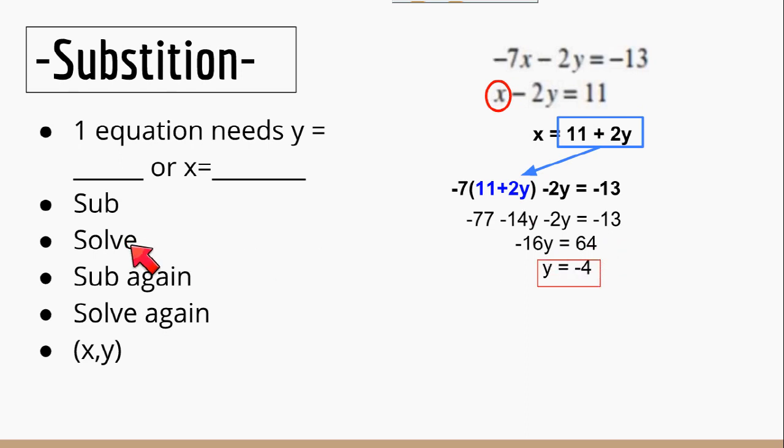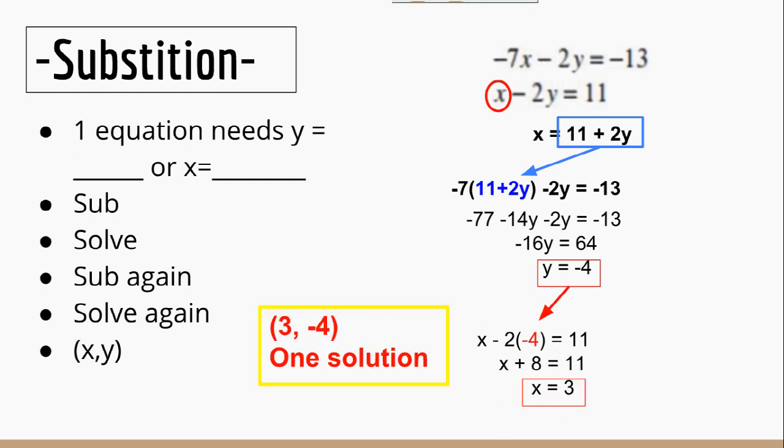So what we have just got to is this step 3. We found x equals, we substituted in, and we solve. Now we're ready to substitute again. So we're going to take that y equals negative 4, and we're going to sub it into this second equation where y is. So as you can see, I've written it the same, x minus 2, but where this y was, I've plugged in my negative 4, and that's going to equal 11. From there, I just solve it out, and I end up with x equals 3. Remember, our final step is to write this as an ordered pair, which would be (3, negative 4). Again, that is one solution.